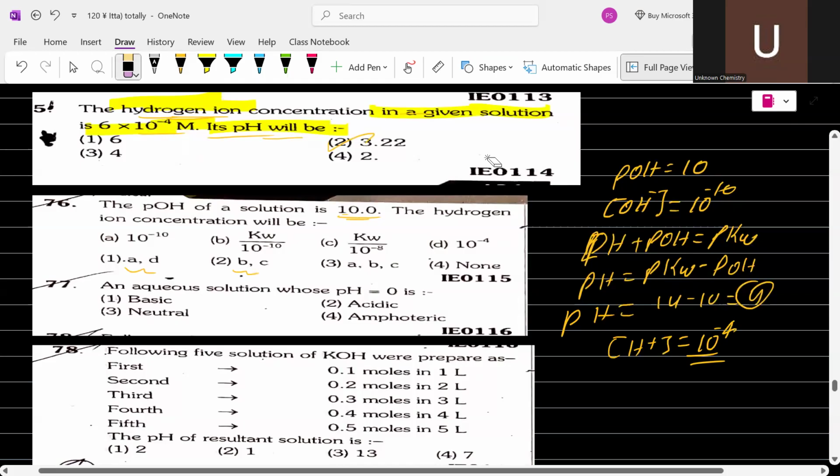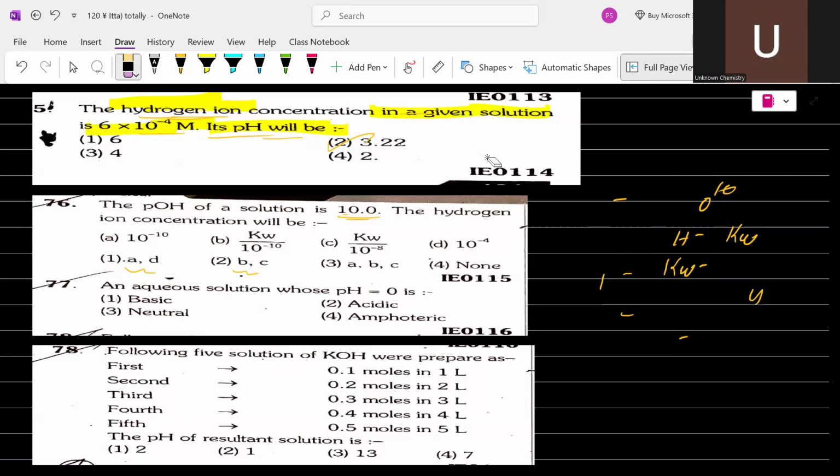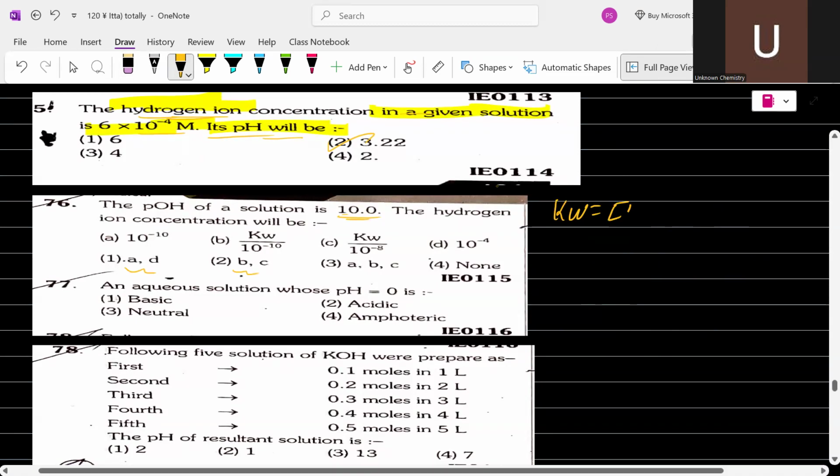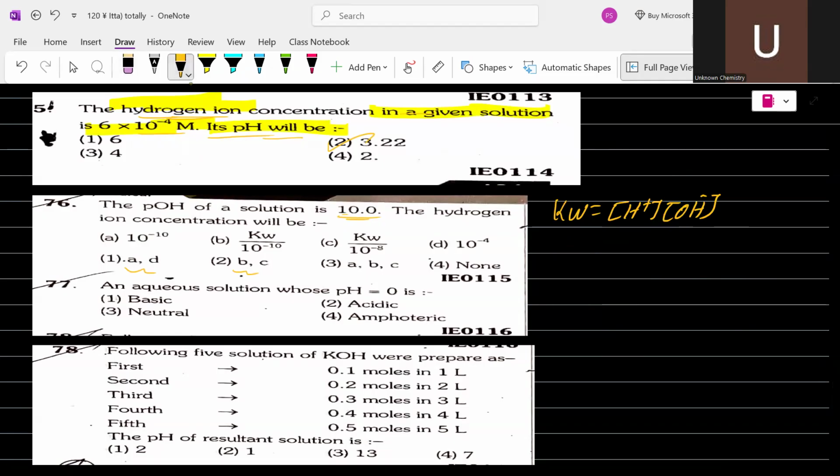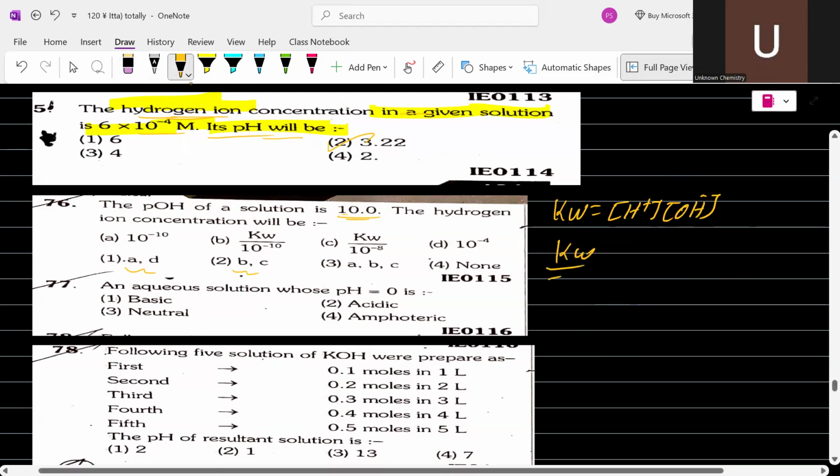That is one answer. But here they have given many answers. So now let's see the second way also. We know the formula Kw is equal to the ionic product of water, H plus ion and OH minus ion, 10 to the power minus 14. Let's not write the Kw value, as it is not given in the options. So here H plus ion is equal to Kw divided by OH ion concentration. So this is also a correct answer. B and D are correct.